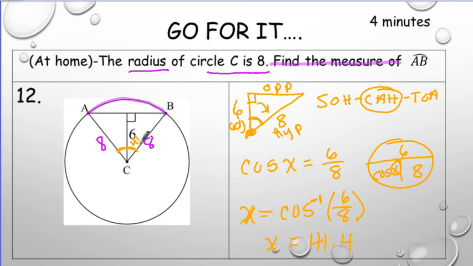So this is 41.4, then so is this 41.4, and if I add them together, I get the whole angle to be 82.8. That's what the whole angle is here. And if this is 82.8, then by rule of central angle, the intersected arc is 82.8. And we're finished with that problem.